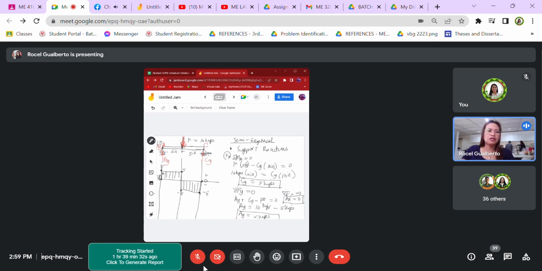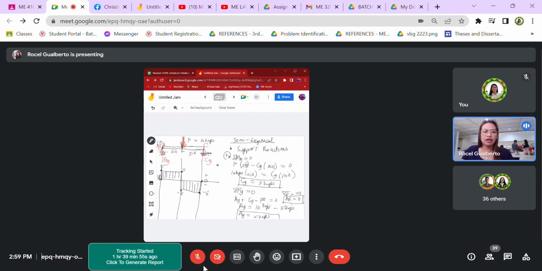Okay? So, this would mean the distribution of your shear all throughout the length of the beam. Okay? So, if you want to know what would be the shear at 2.5 inches from point A, that would be 5. Okay? What would be the shear value at 7.5 inch from point A? So, dito po yun, negative 5. Okay? So, ano po? Yan.